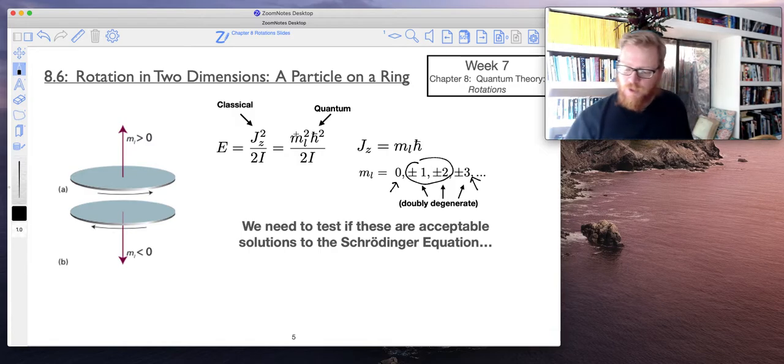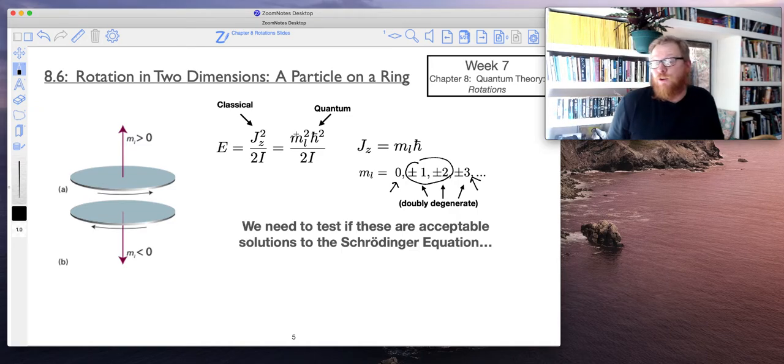So now our next step is to determine if this is acceptable to the Schrodinger equation, because we've done this in a backwards, different way than some of our other problems. Look, we already have a solution to the energy without even putting together a Schrodinger equation. We already have a quantized solution for energy. So we have to test if this is going to work for the Schrodinger equation.